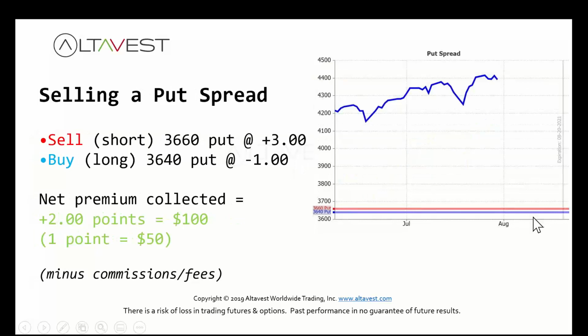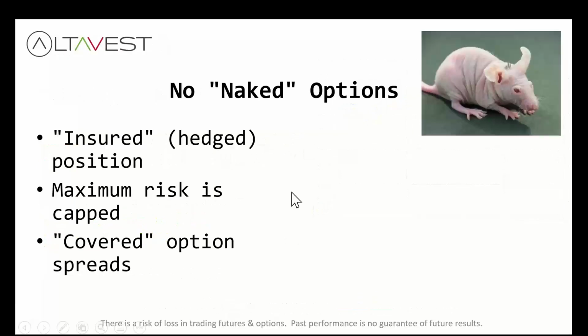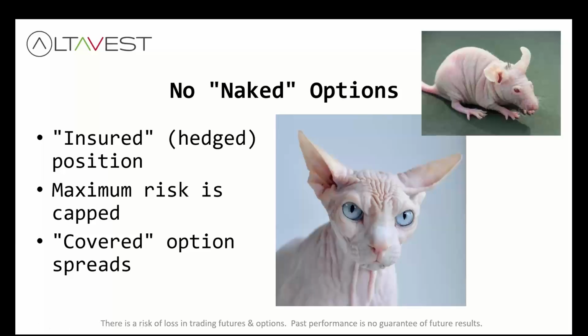Same thing with puts. Here are the puts that you sell and buy. You sell this one for 3, you buy one for 1. The net result is you collect $100. Very simple. Now these are not naked options. Of course, these are insured. Your maximum risk is predetermined. These are called covered spreads.